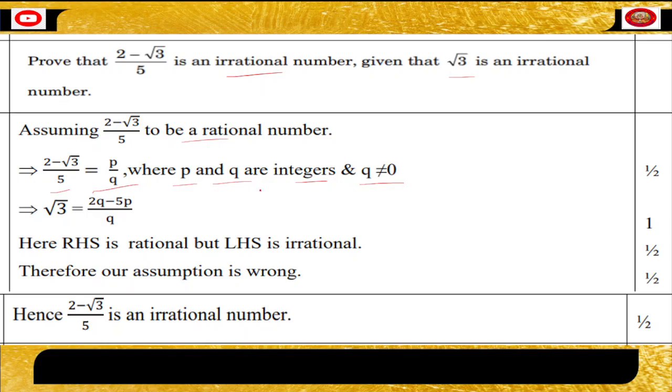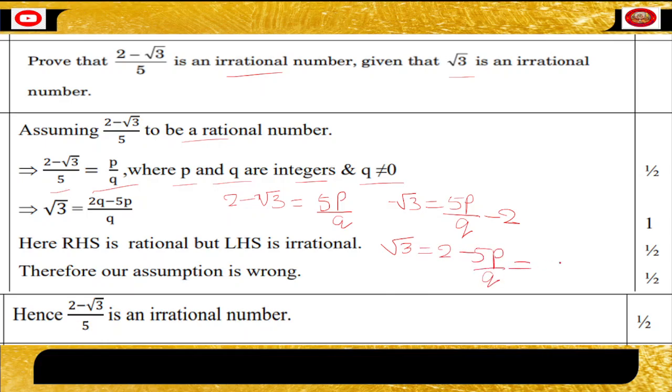Next, here is a 5, which is a division, so we multiply. 2 minus root 3 is equal to 5p divided by q. Next, minus root 3 is equal to 5p divided by q minus 2. Multiply by minus on both sides, we get root 3 is equal to 2 minus 5p divided by q.